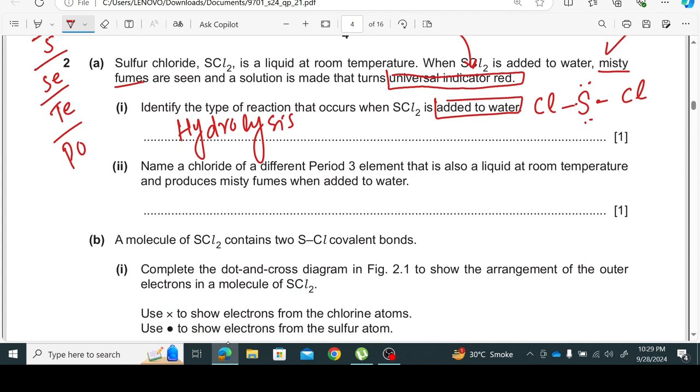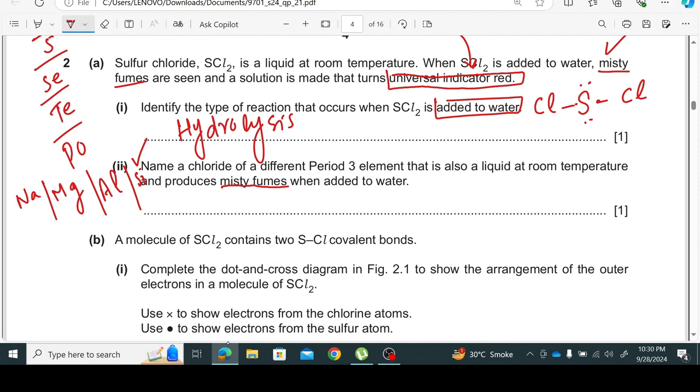Name a chloride of a different period 3 element that is also a liquid at room temperature and produces misty fumes when added to water. Once again, misty fumes. Which elements are in period 3? Sodium, magnesium, aluminum and silicon. You can take help from your periodic table. So he is asking about silicon.